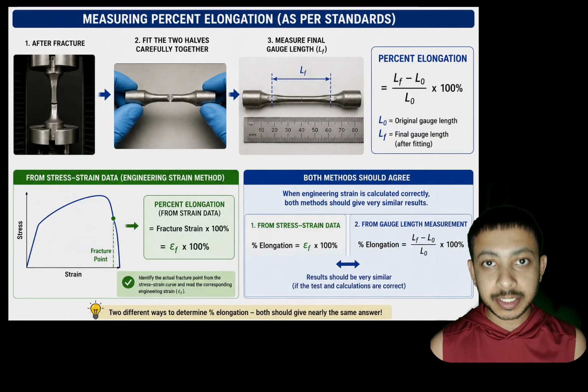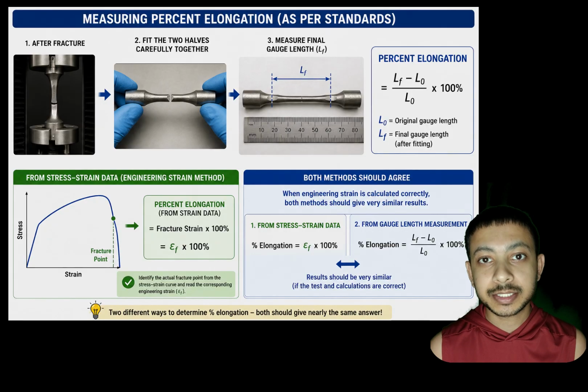Now there's one other aspect. According to standards, once the material breaks or fractures, the two broken halves are fitted carefully together and the final gauge length is measured manually. And using that value, the percentage elongation is calculated by final gauge length minus the original gauge length over the original gauge length times 100. When the engineering strain is calculated correctly, both of these approaches, the second one and the final manual method of putting the two broken samples together, should give us similar results.